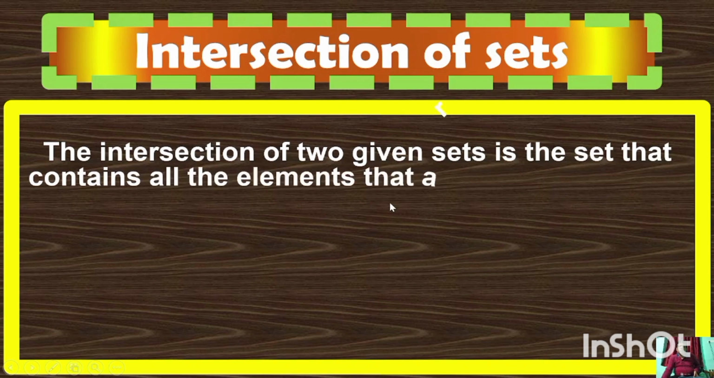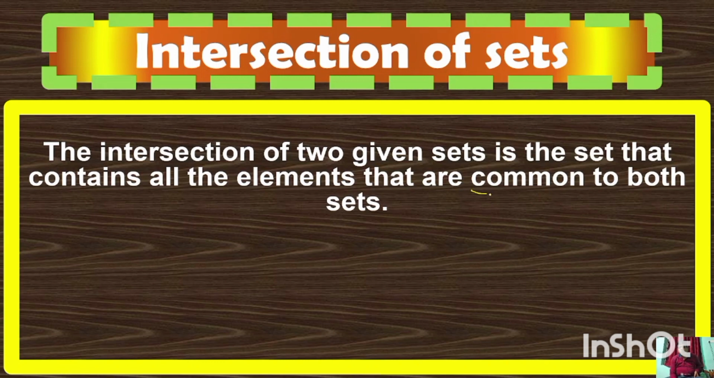that contains all the elements that are common to both sets. It means suppose there are two sets A and B, those elements that are in set A and also in set B, we have to take into another set, and that resulting set will be the intersection of those sets. You only have to take the common elements. Remember, only the common elements, those present in both sets.